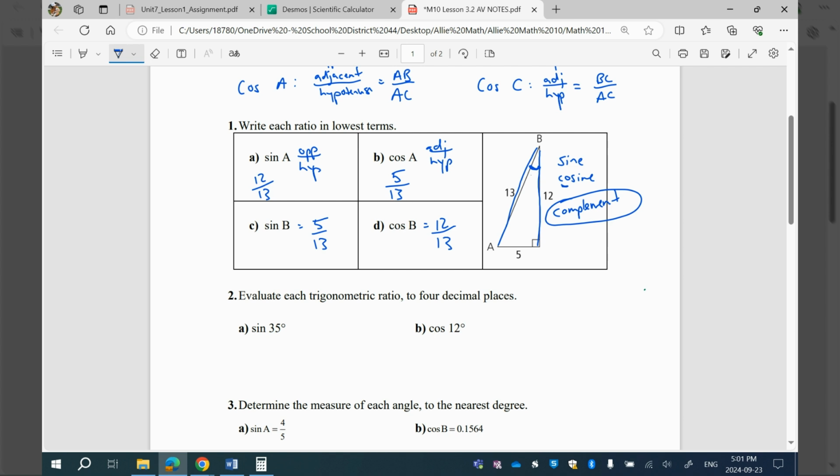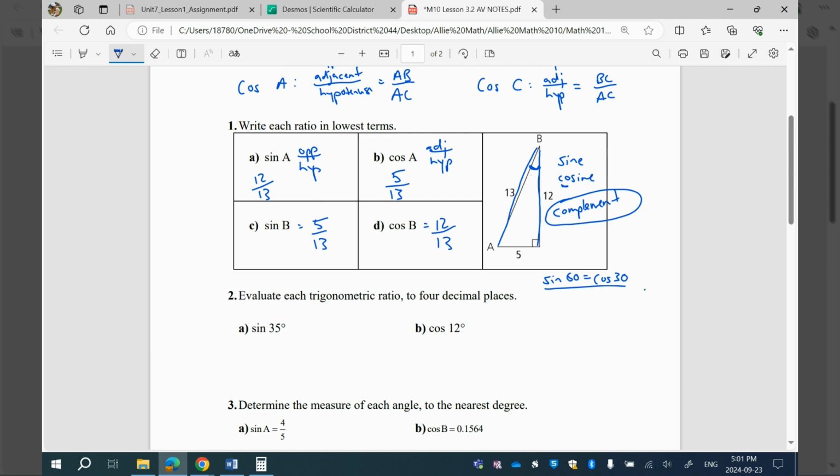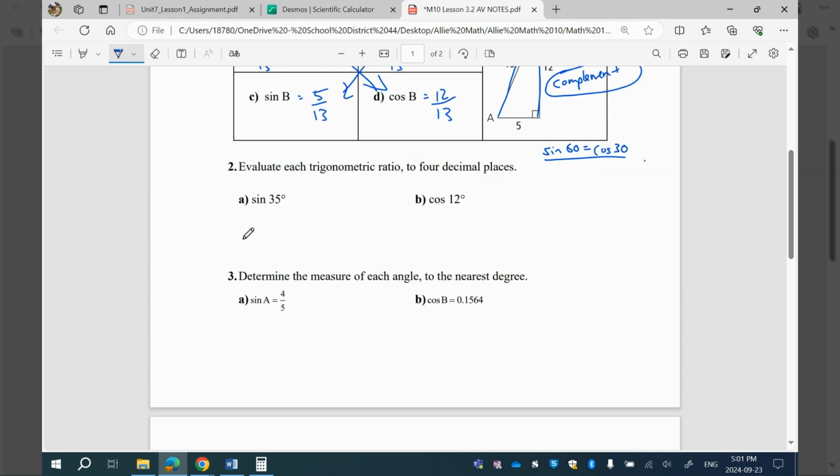So it's true that sine 60 is equal to cos 30, and you can check that in your calculator. Those two complement each other. They're always going to add up to 90 in our right triangle. And you'll notice here that sine A is equal to cosine B, right there and right there, and that sine B is equal to cosine A. There you go.